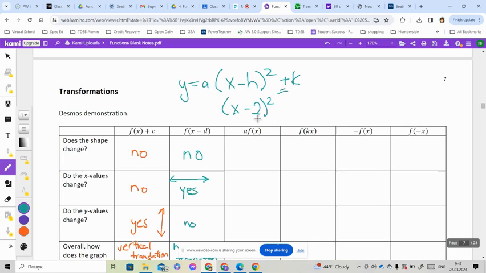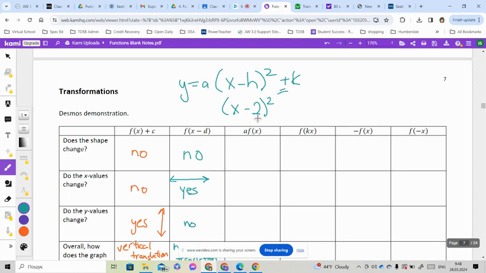Let me help you out. See how this negative is here? That's part of the formula, meaning this negative is part of the formula. It is not part of the h. Okay, so what is the h value in this case? Positive, right? That's why this makes the parabola move 2 in the positive direction.